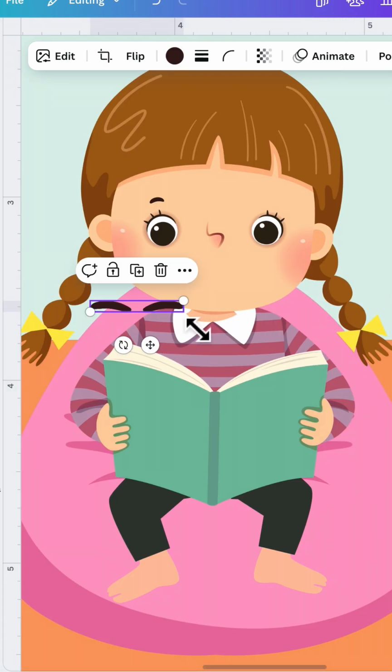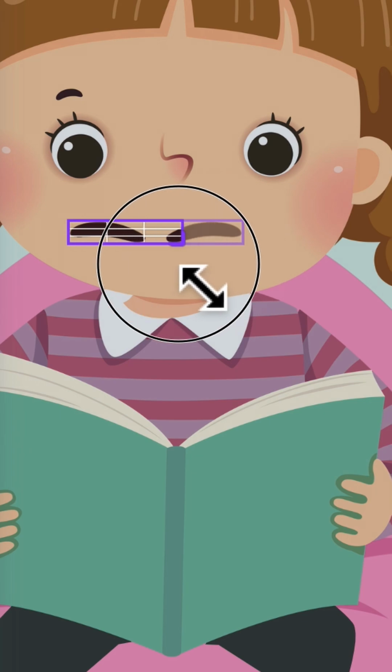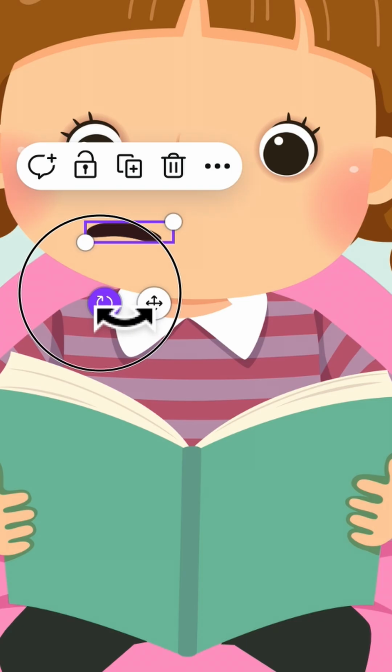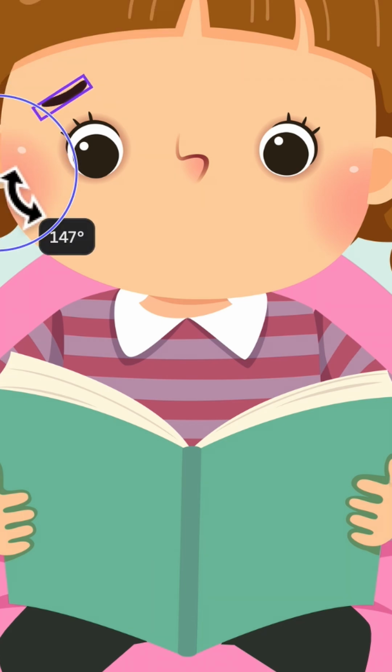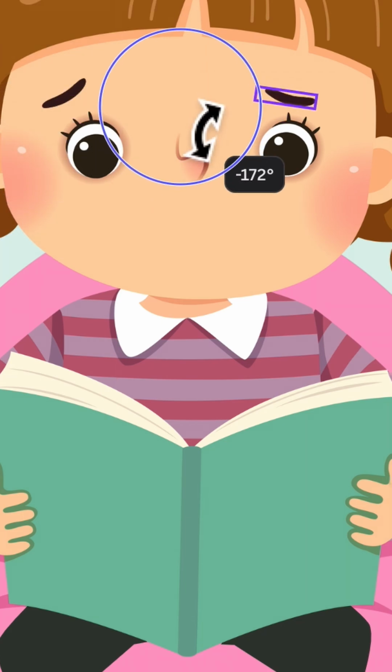And I'm just going to resize it, and then I'll crop one of the eyebrows out. Now I'm just going to rotate it so that I can make it look sad. And then I'll put one on the other side as well.